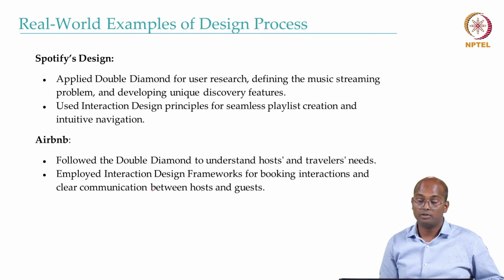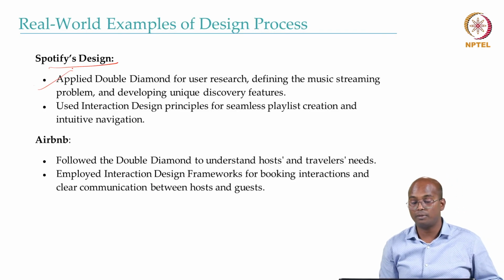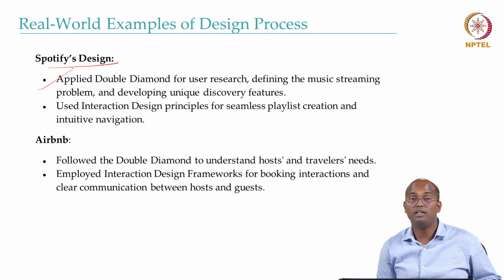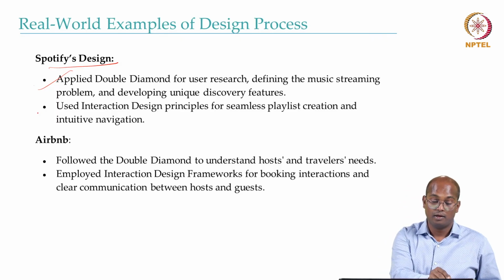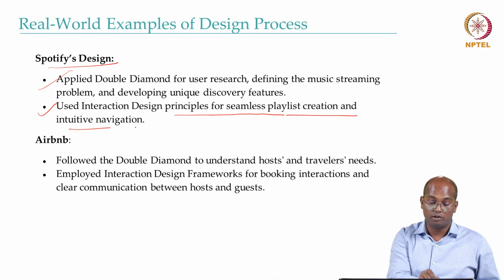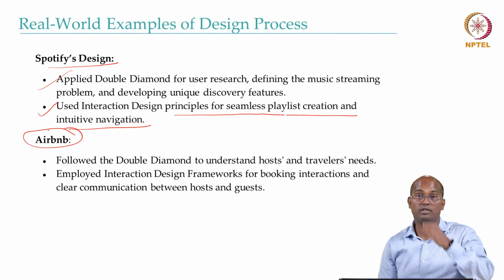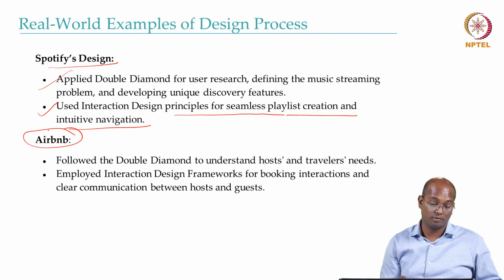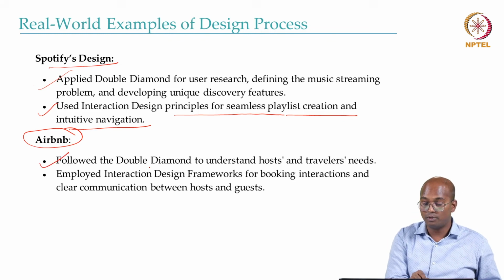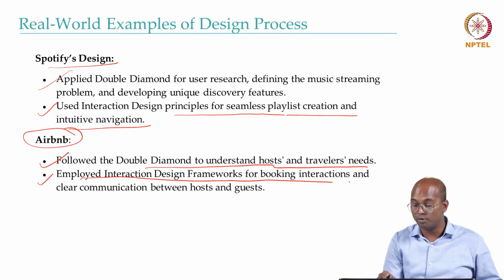So, some real-world examples for the design process. Spotify applied basically the double diamond for the user process, defining the music streaming problem and developing unique discovery features. It used interaction design principles for seamless playlist creation and intuitive navigation. Airbnb, the use case that we discussed, applied design process and design thinking to come up with the best solutions. It followed the double diamond to understand the host and traveler needs, and employed an interaction design framework for booking interactions and clear communication between host and guest.